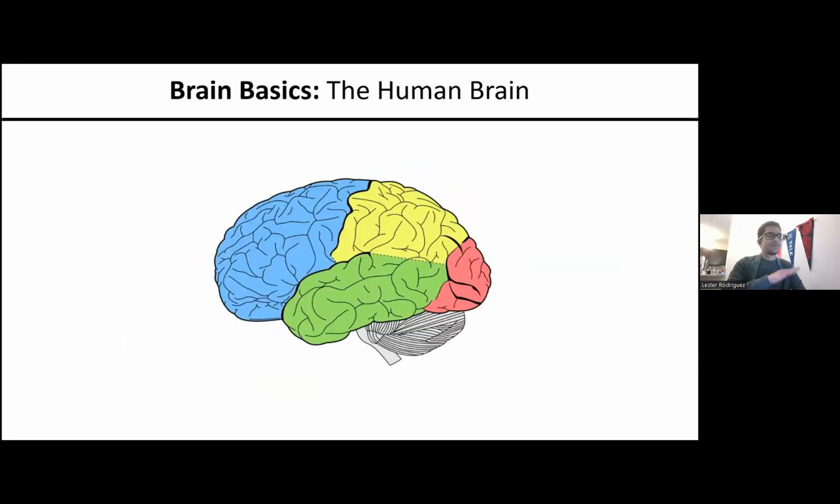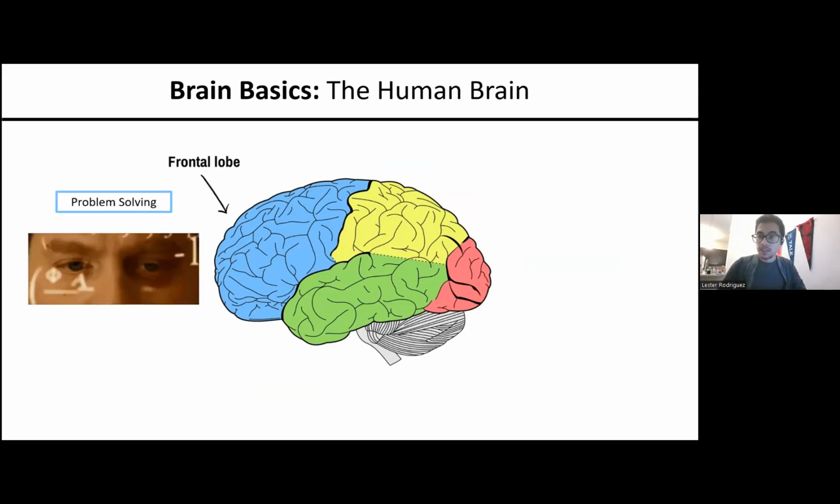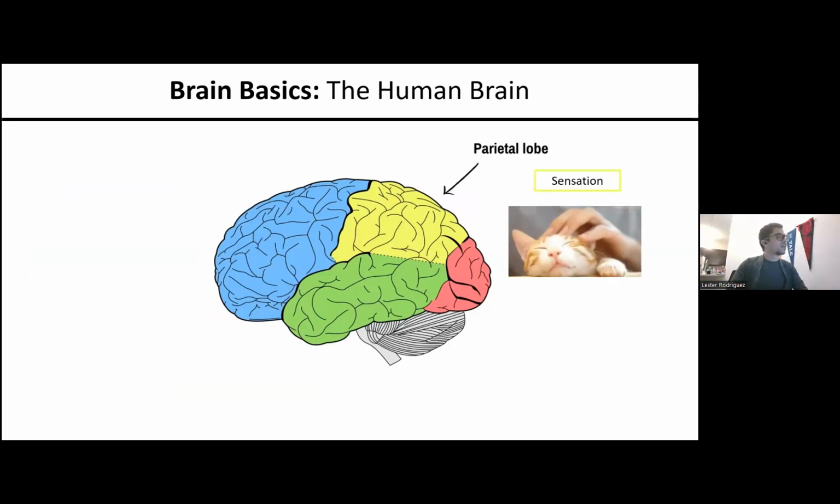So enough of the peripheral nervous system. Let's talk about the brain. So the brain is the command center of everything, and the brain has a number of parts that are involved in different processes. So let's talk a bit about that. So we have a frontal lobe that is really important for a bunch of stuff. For example, problem solving. So when we're trying to do really complicated thinking, the frontal lobe is crucial for that. We also have a parietal lobe that is really important for sensation.